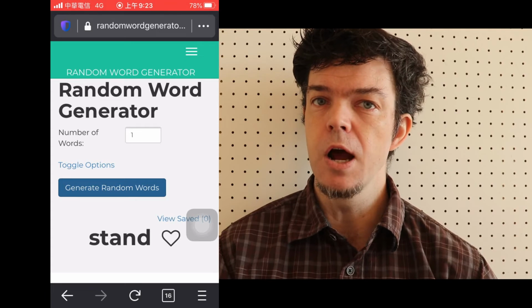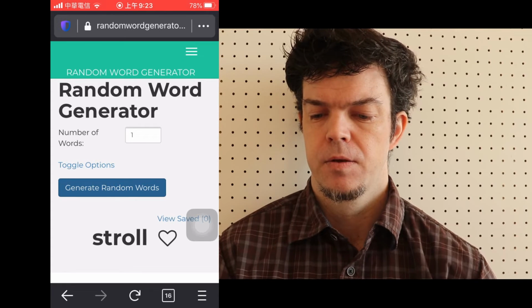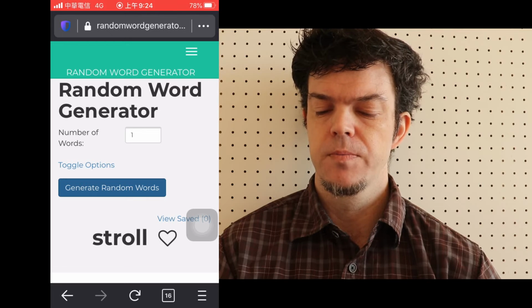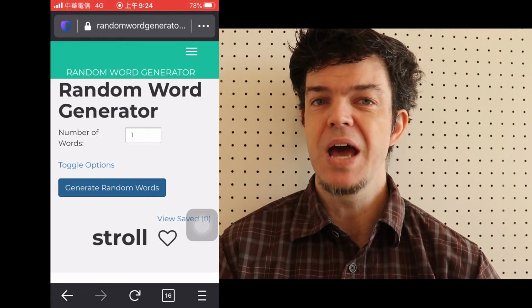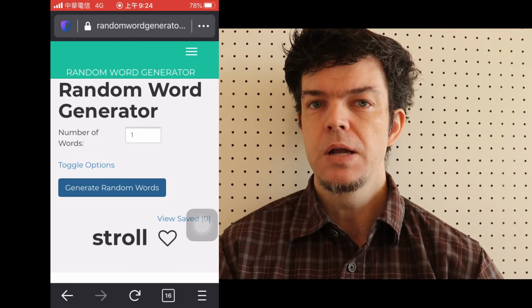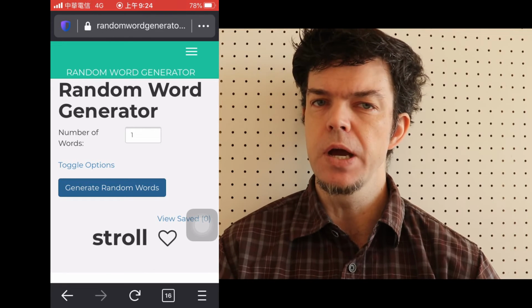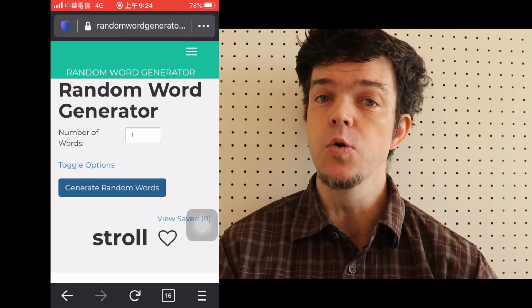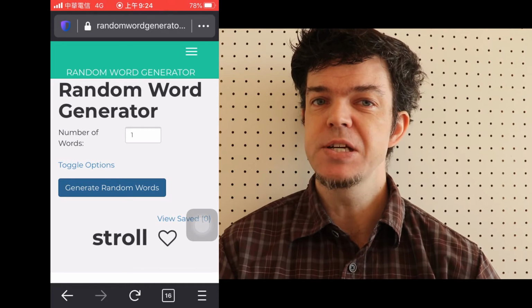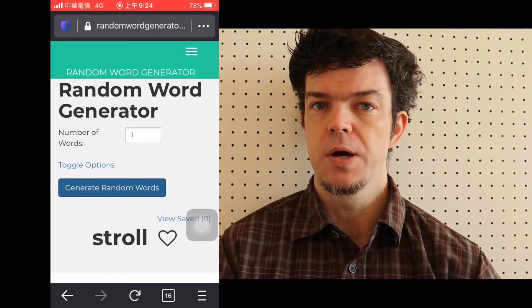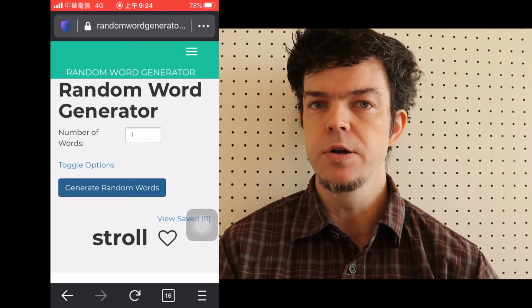All right, let's look at our fourth word. In the word generator, okay, this word is S-T-R-O-L-L. Now this is a little bit strange. This word, the O has a long O sound. STR forms a consonant blend. So this word is stroll.